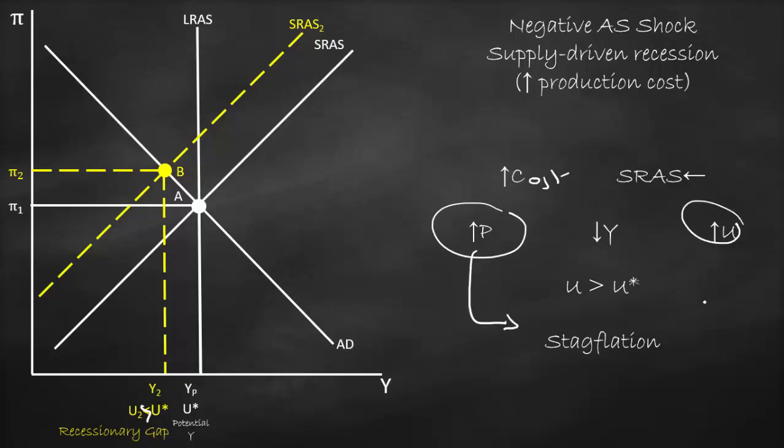Therefore, this is called stagflation, when we have both higher inflation and higher unemployment at the same time. Because usually, we have a trade-off between inflation and unemployment, as we will study in the Phillips curve. So in this case, we have stagflation.